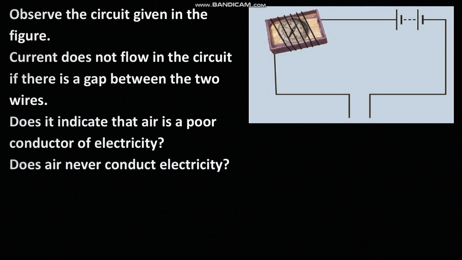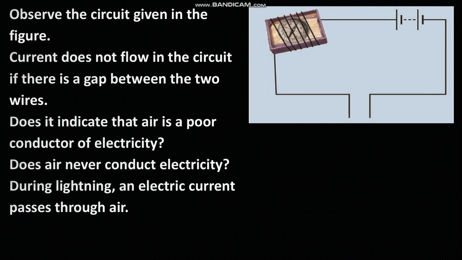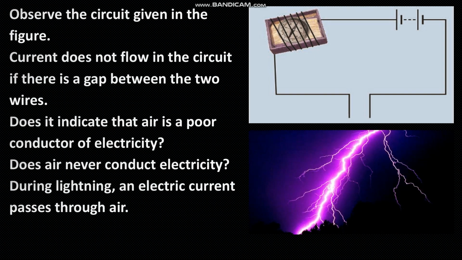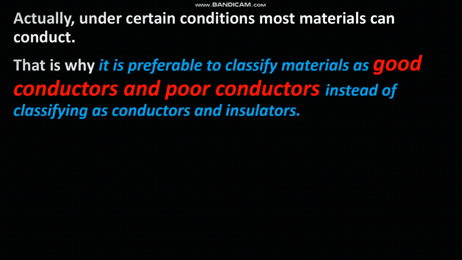Does air never conduct electricity? Let us see. During lightning, an electric current passes through air. So what does it mean? Actually, under certain conditions, most materials can conduct. That's the reason it is preferable to classify materials as good conductors and poor conductors instead of classifying them as conductors and insulators.